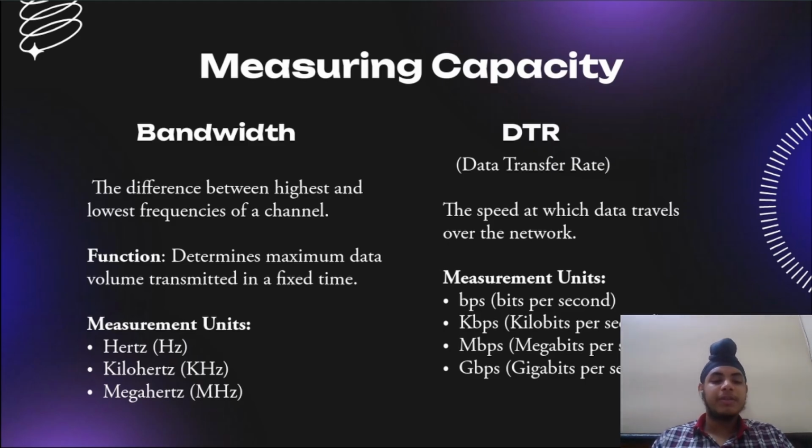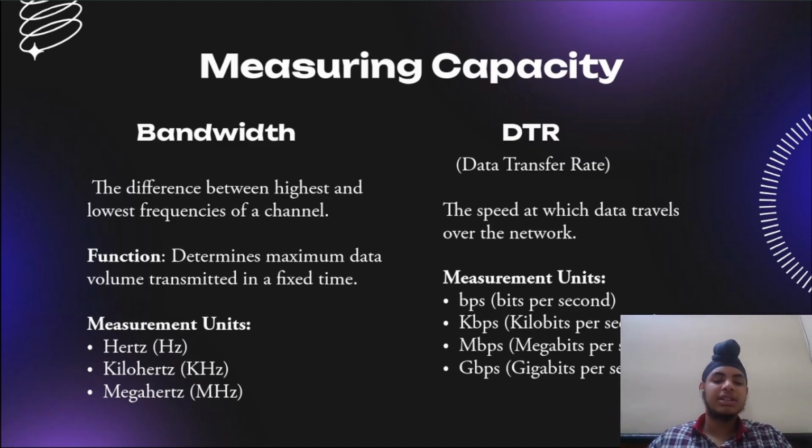Think of bandwidth as a highway. A 4-lane highway has more bandwidth than a one-lane dirt road because it is wider and can fit more traffic at the exact same time. That is how bandwidth works.